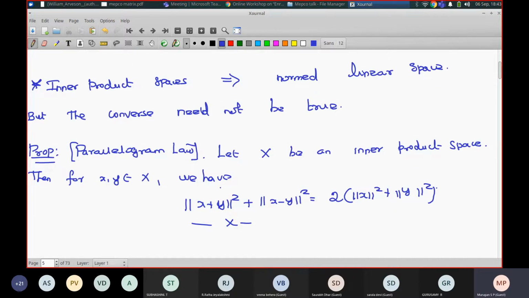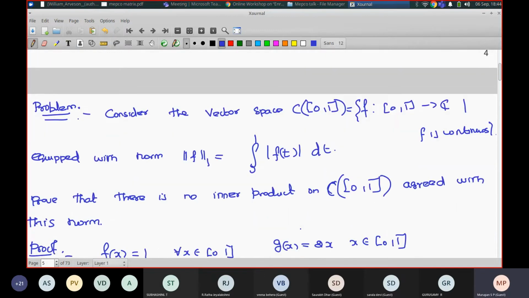Any inner product space satisfies the parallelogram law. So what is the parallelogram law? You take any two vectors, and this equation is satisfied. A norm satisfying this equation satisfies the parallelogram law: norm of x plus y the whole square plus norm of x minus y the whole square is equal to 2 times norm x square plus norm y square. This is a very important one because any inner product space is automatically a normed linear space whose norm satisfies the parallelogram law. So this is very important because we need to use this.